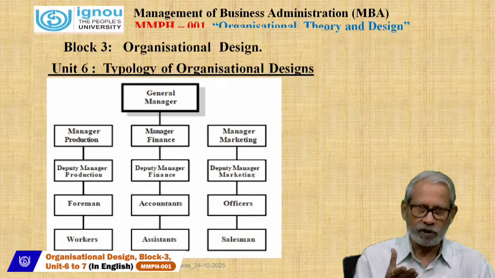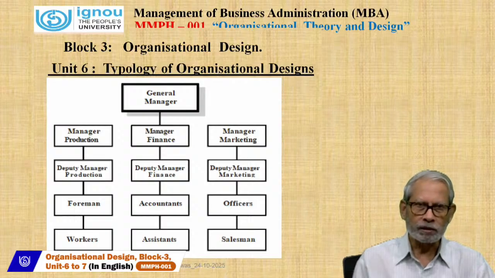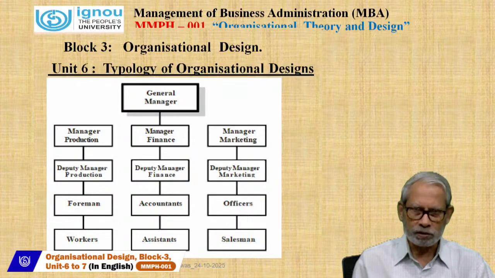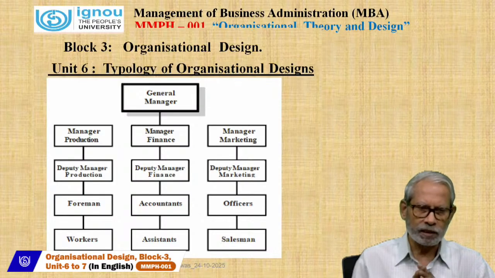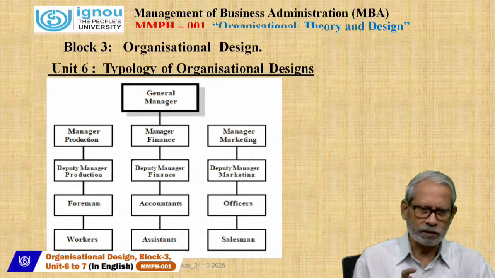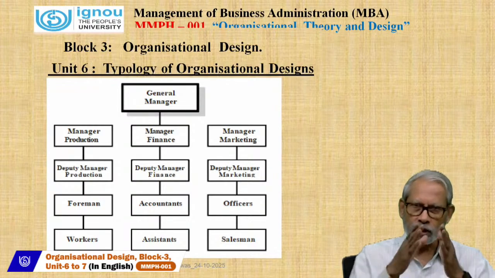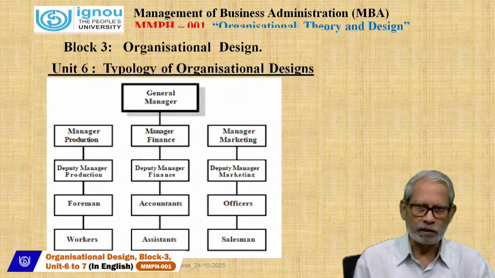Then, for example, you see here the line organization chart is given. This is the typology of the organizational design chart. Just a general manager, then the manager finance. I am talking about the center middle column. You see the general manager, then the manager finance, then the deputy manager finance, then accountants and assistants. These are all in the same line of action.